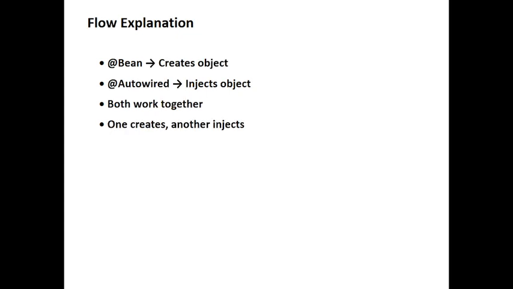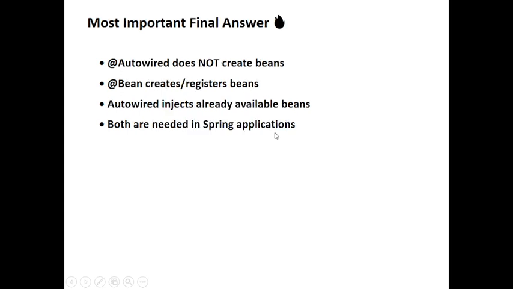This is another example. @Bean is used for creating the object, and @Autowired is for injecting the object. Both work together. One creates, the other injects. @Autowired doesn't create beans. @Bean creates and registers the bean. @Autowired injects already available beans, right? So both are needed in Spring applications.